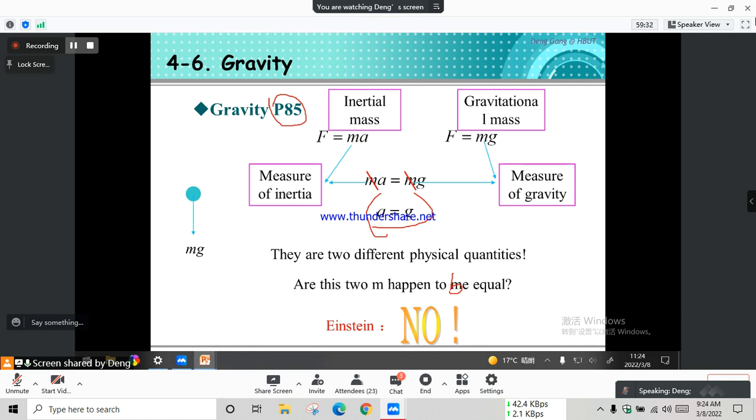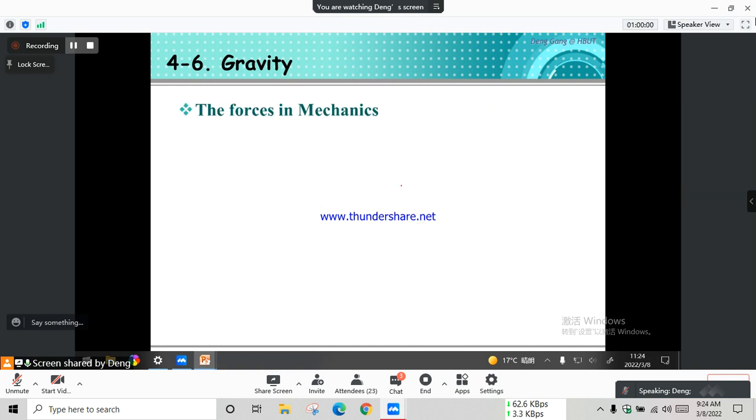That's something interesting. This is called the principle of equivalence. It's one of the fundamental assumptions of the general theory of relativity. So we'll discuss this later in the next semester when we discuss relativity.